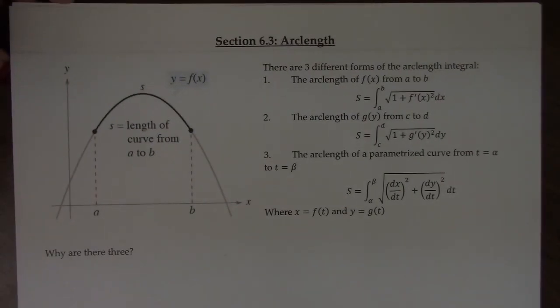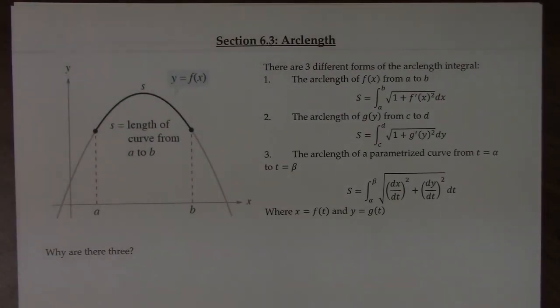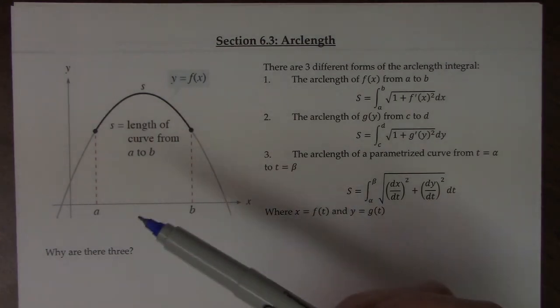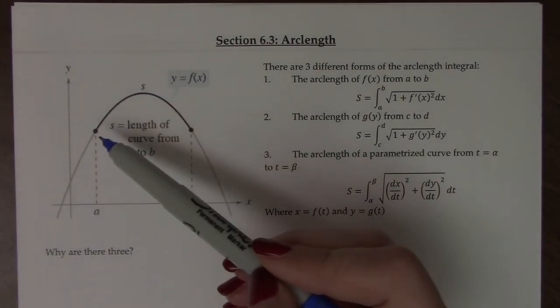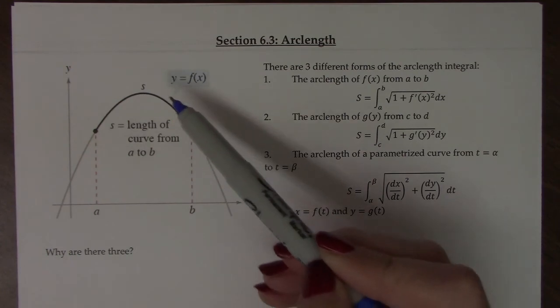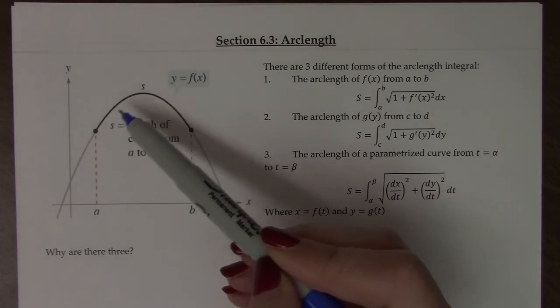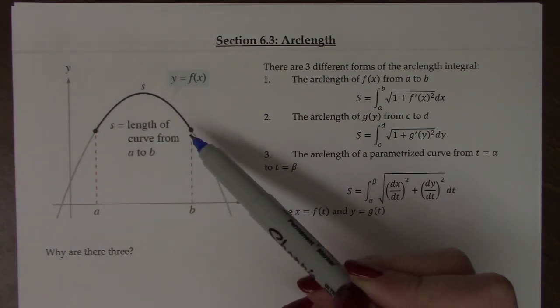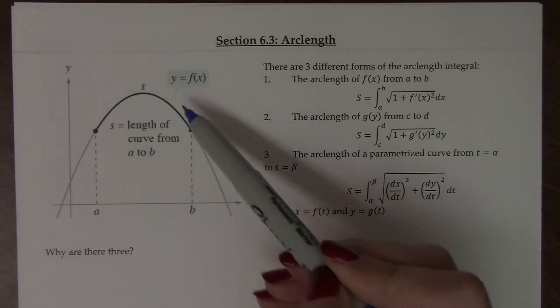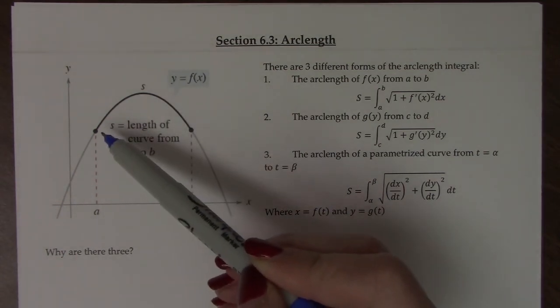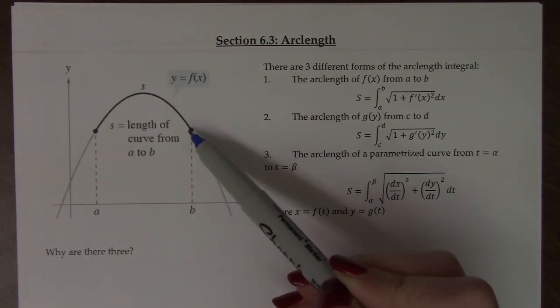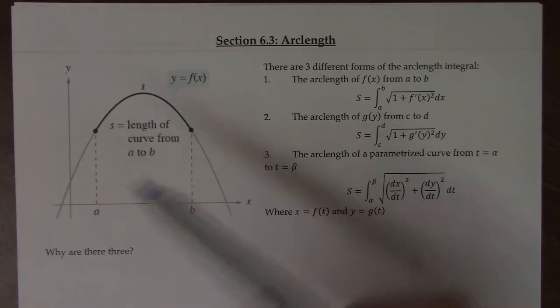So section 6.3 talks about arc length, right? And so arc length is simply when you have a curve, and we want to measure from point A to point B along the curve. If you had a flexible tape measure, you could do that. But what we want to do is set up an integral and integrate along the curve, and we can actually get the length of that curve.